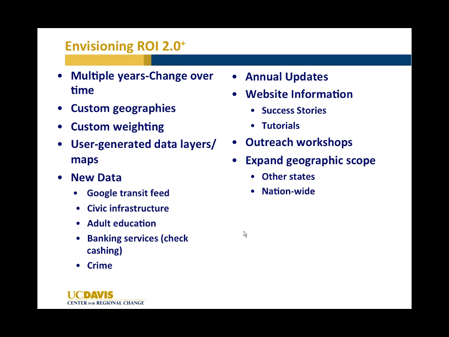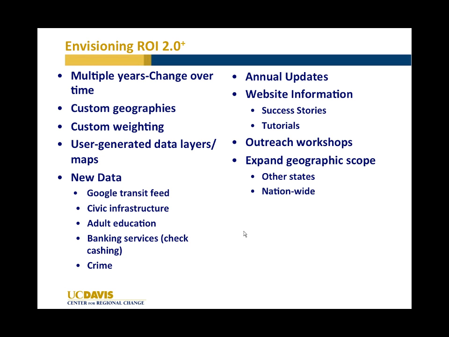As I mentioned, our hope is to expand to ROI 2.0. We're hopeful to be able to announce soon some additional support for making these changes possible. What we envision is putting multiple years of data on the site to allow you to analyze change over time, to be able to look at custom geographies. So as I mentioned, the indices are all calculated at this point on statewide averages, and the map shows the color scheme based on those statewide averages.